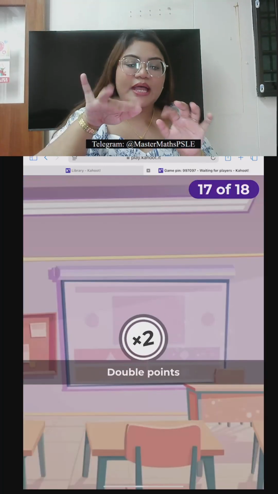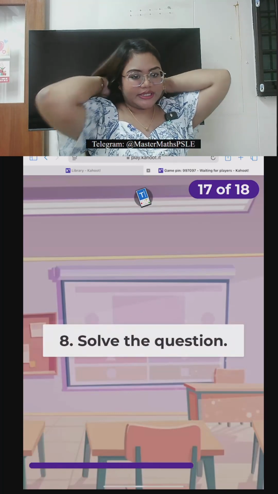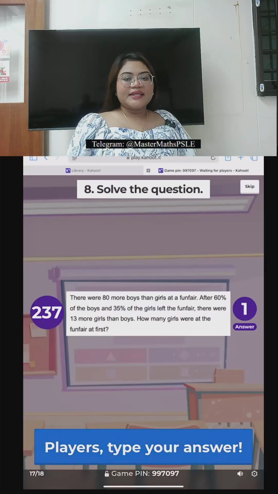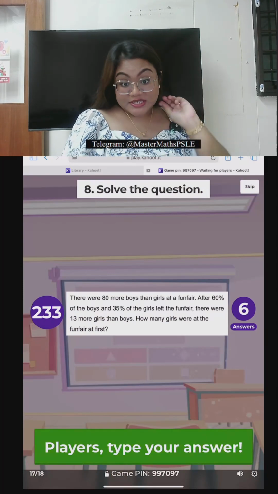Again, you can type in your answers. Double points here. Last question for the day. If you use fraction, also can, no problem. Yes, this is for P6. This is a typical P5 question as well, usually.